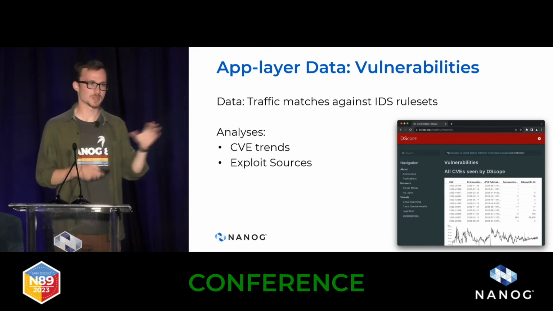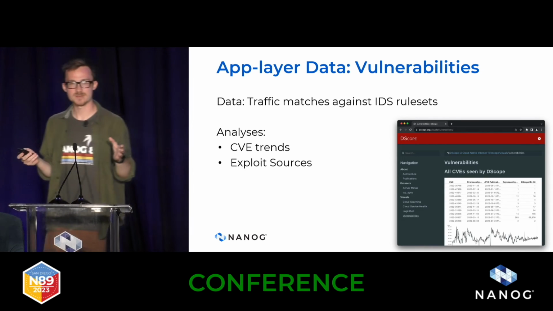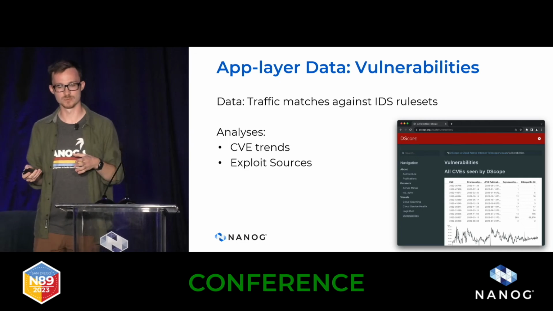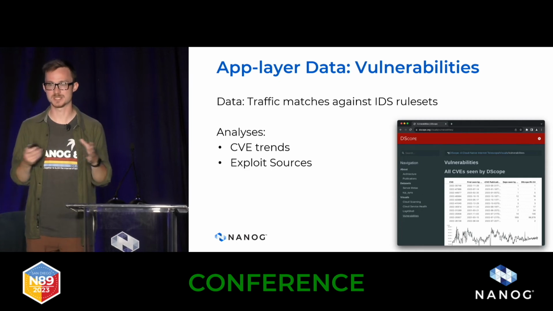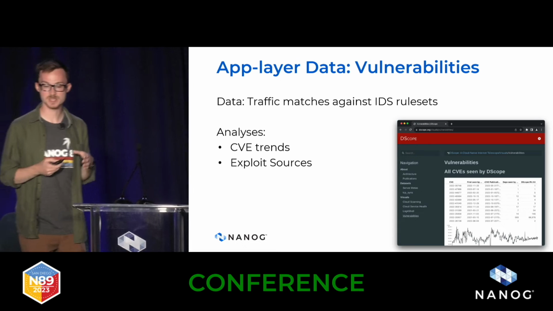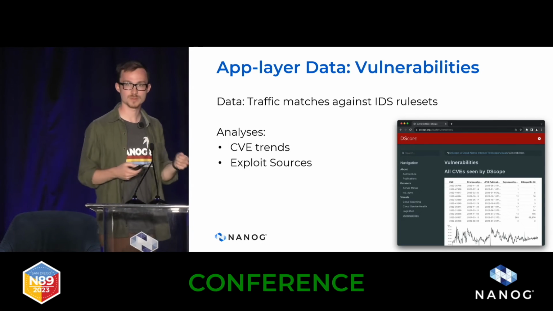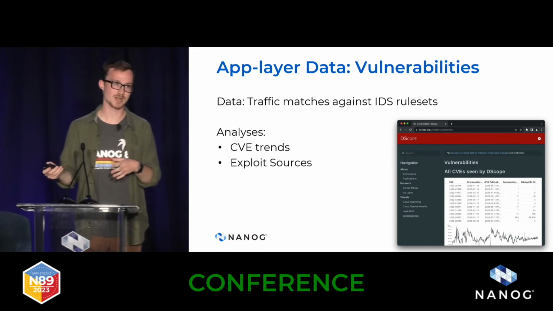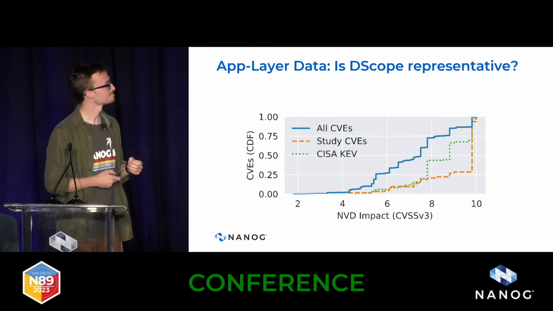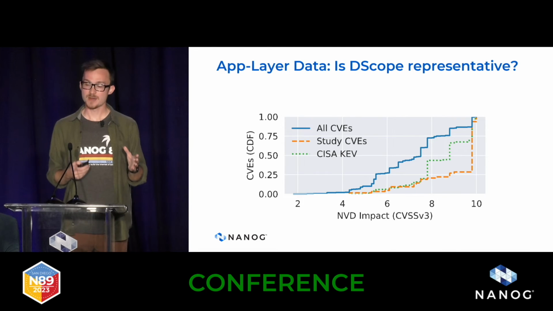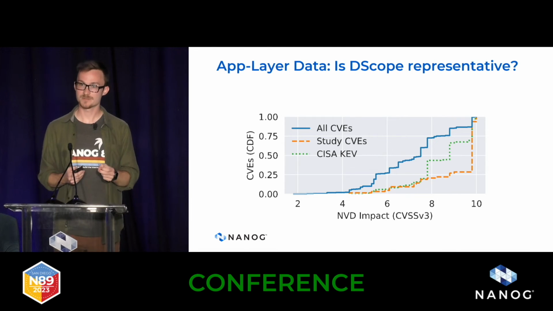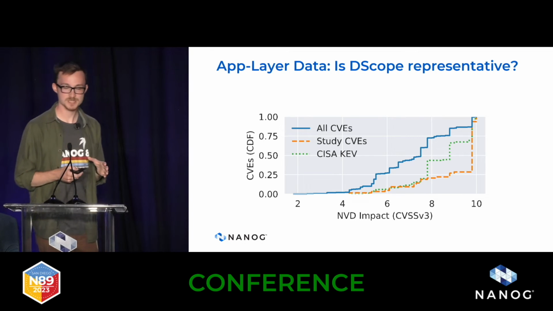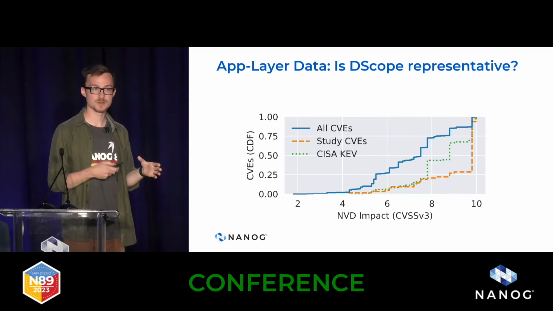One thing that we can do with all this application layer data, terabytes of it, is that we can match it using IDS rules to understand vulnerabilities, CVEs, and know when they're being exploited in practice. And we can look at where those exploits are coming from too, to build block lists automatically. One thing that we found, which is quite interesting, is that the specific vulnerabilities being exploited on cloud services tend to be far more severe than those in general.